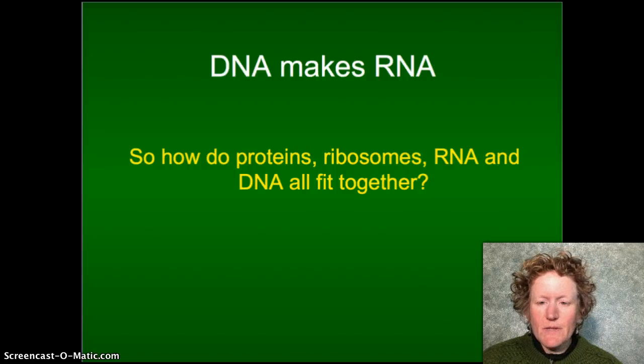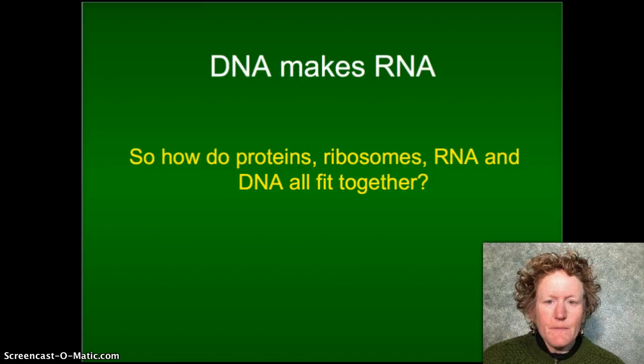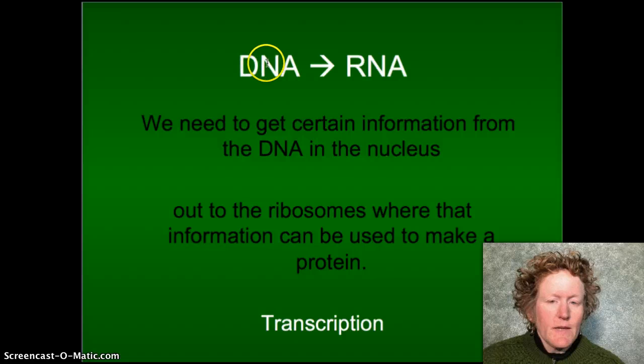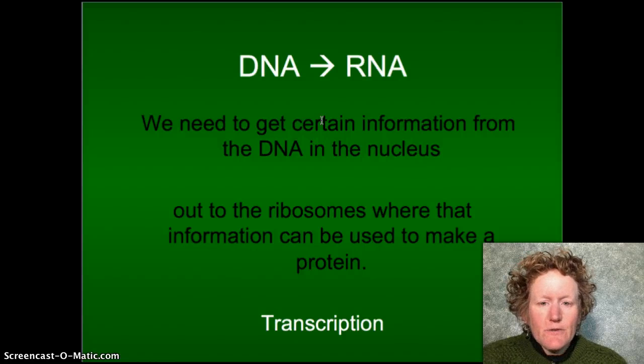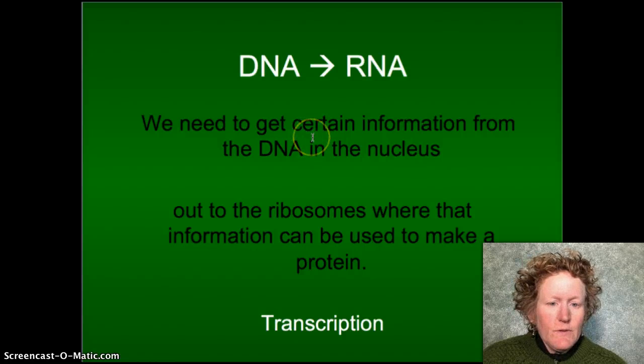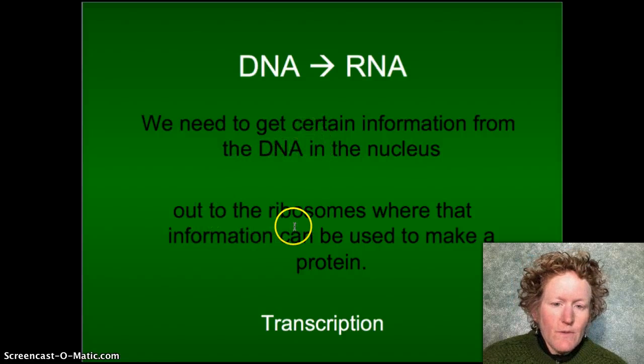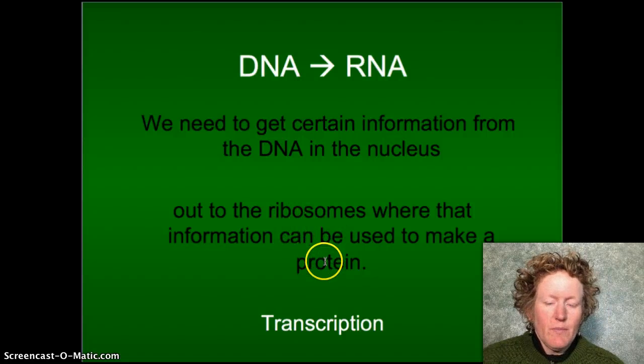So how do proteins, ribosomes, RNA, and DNA all fit together to make proteins? Well, the first step is transcribing the DNA to RNA. We need to get certain information from the DNA. That information is in a single gene at a time. A single gene is transcribed at a time from the DNA in the nucleus out of the nucleus to the ribosomes where that information can be used to make a protein. This process of transcribing, turning DNA into RNA, is called transcription, and it goes on inside the nucleus.